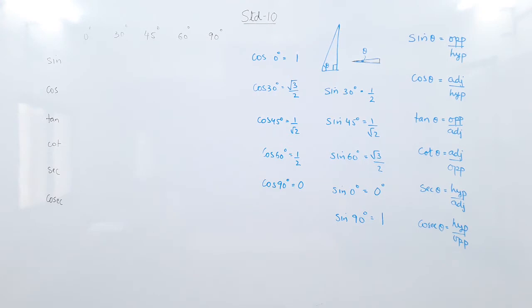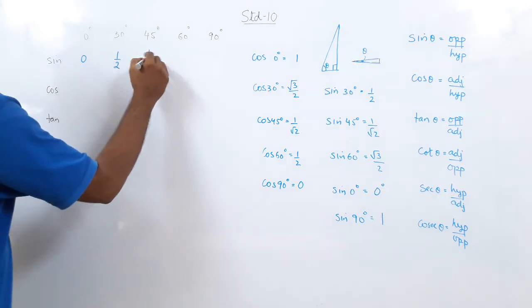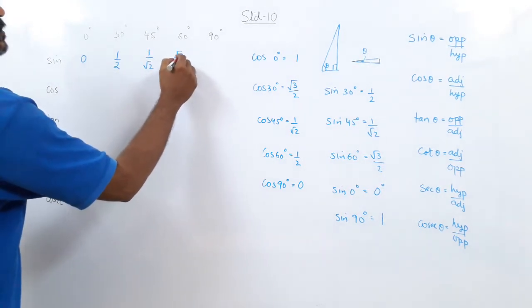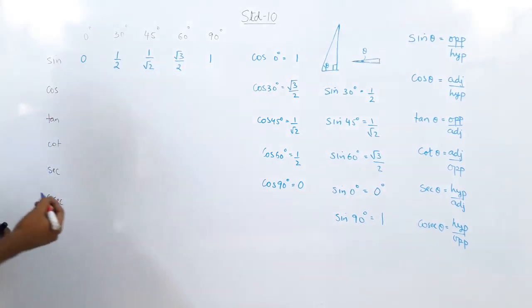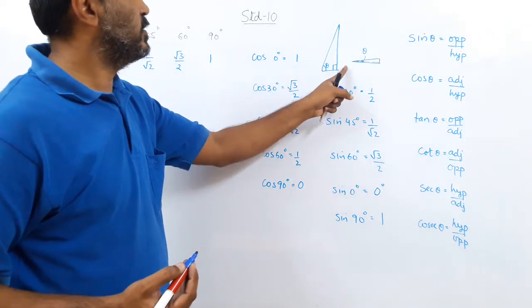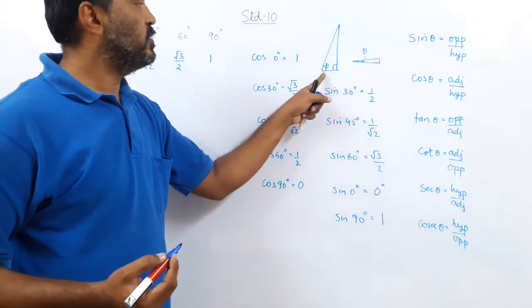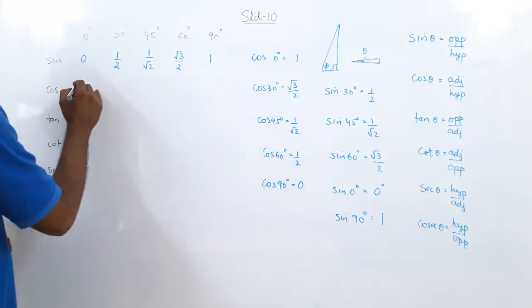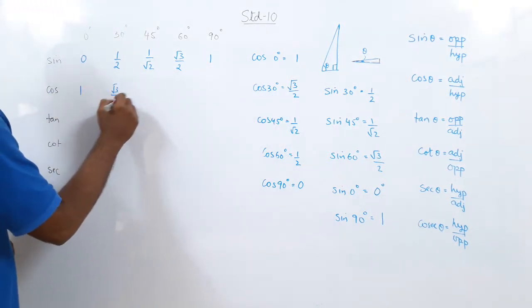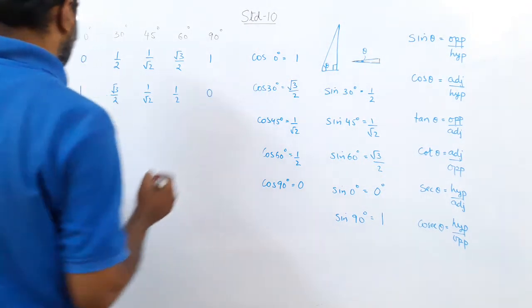Okay? So theoretically we have found it out. Now all we have to do is put the values down. So we got sine 0 is 0, sine 30 is 1 by 2, sine 45 is 1 by root 2, sine 60 is root 3 by 2 and sine 90 is 1. What you can observe, as the angle is increasing, the opposite side is increasing. But for the cos, as the angle increases, the adjacent side will start to decrease. So it starts from the maximum 1, and this is root 3 by 2, this is 1 by root 2, this is 1 by 2, and eventually when it becomes 90, this becomes 0.